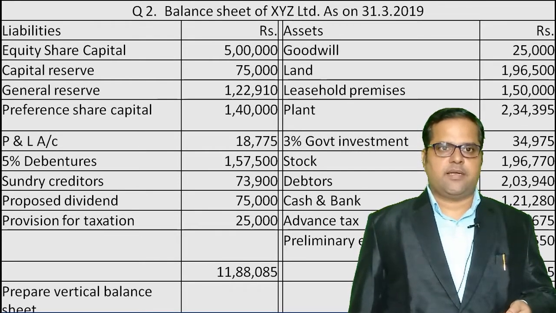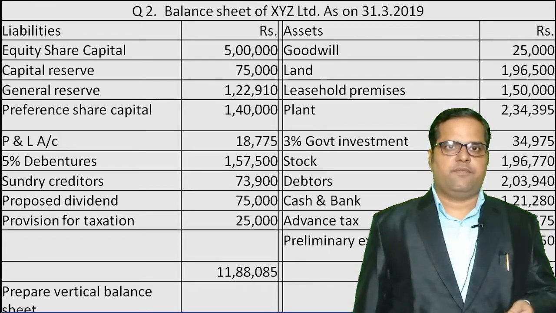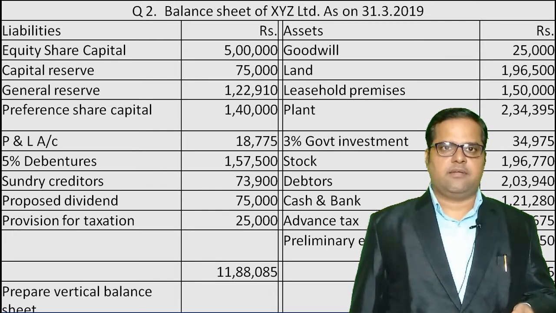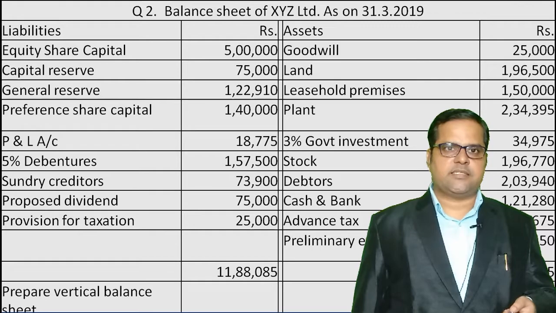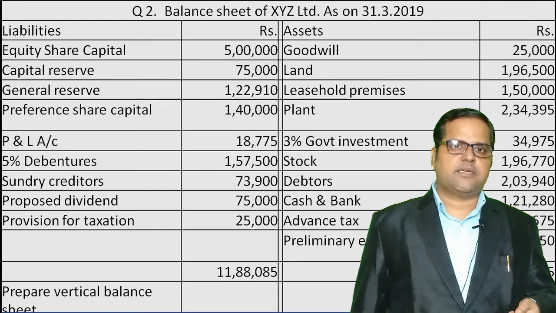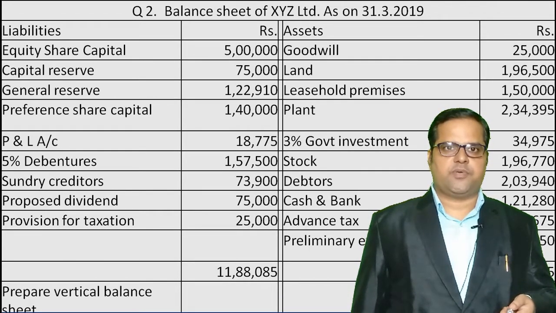Sundry creditors, proposed dividend, provision for taxation, these three items are items of current liabilities, so we will mark CL against each of these three. Now let us go to asset side. First item is goodwill. It's a fixed asset but it is intangible, so we will do the markings as IFA, intangible fixed assets. Land, leasehold premises and plant, these three assets belong to fixed asset category and these are tangible fixed assets, so we will be marking them as TFA. 3% government investment, this is a long term investment, so we will mark it as I, capital letter I.